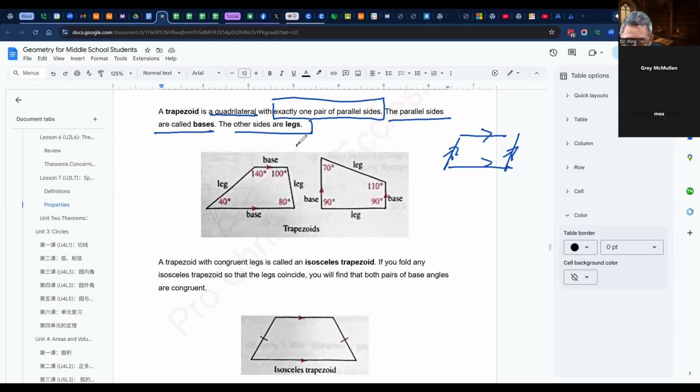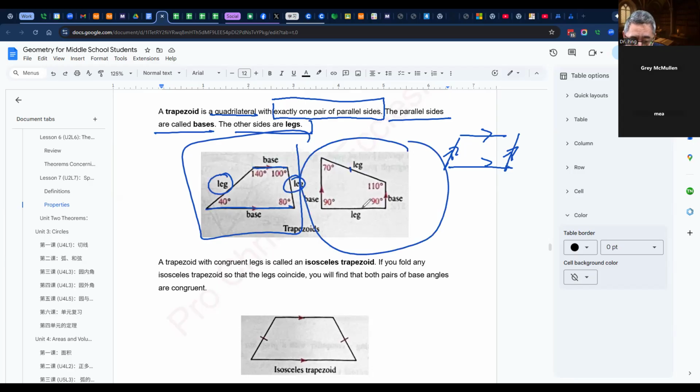So you can see on the one on the left, we know this side and this side are parallel. So they are called bases. So the other ones are leg and leg. Now, if we look at this one, we know this side and this side are not parallel. So those are legs. But this side and this side are parallel. So we got base one here, base two here. So that's the definition for a trapezoid.